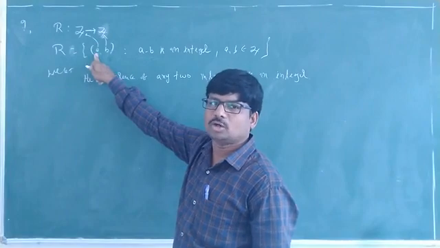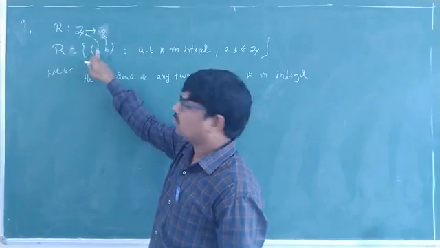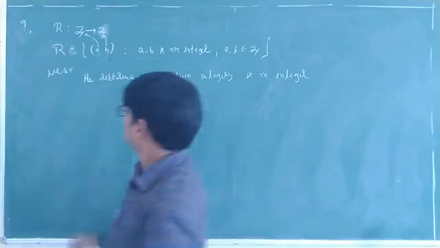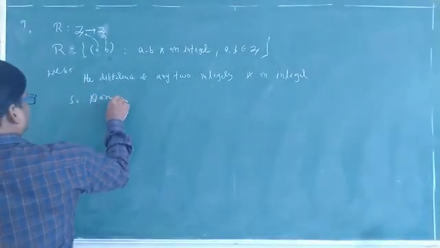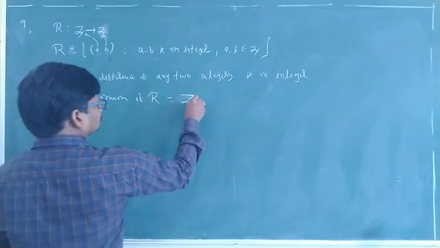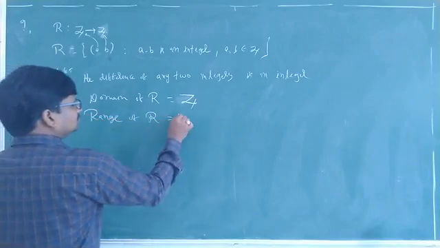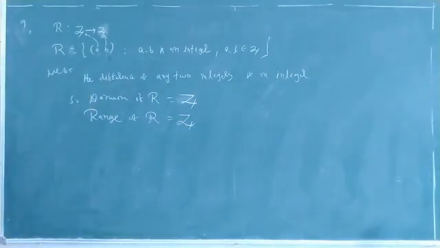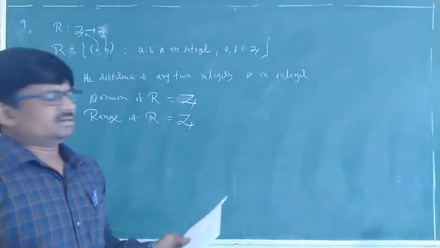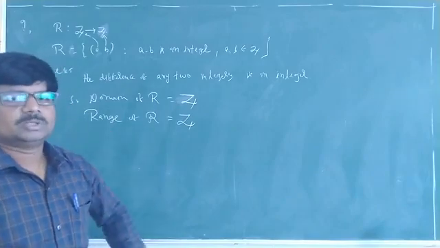The set of first elements is called the domain, so these elements come from Z. The second elements also come from Z only. So the domain is Z, and the range is also Z only. So the domain of R is equal to Z, and the range of R is also Z. What we have to find is the domain and range of R. Remember this much only.